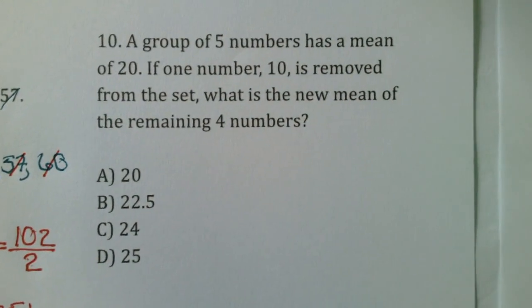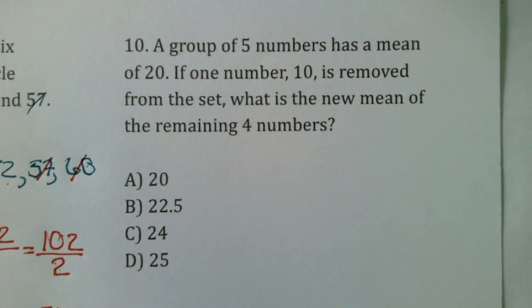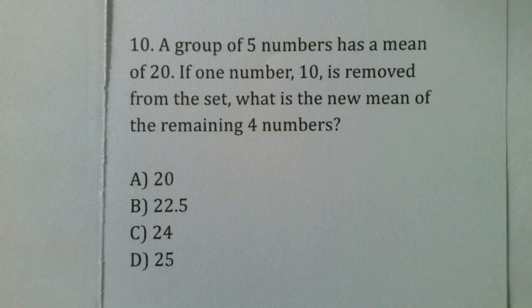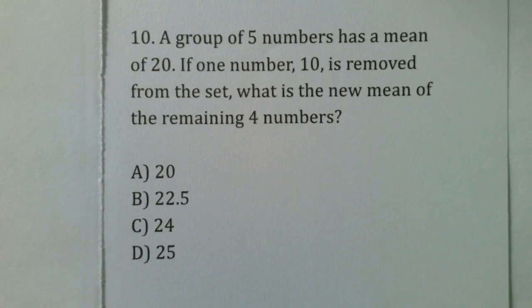All right, so now we have a group of 5 numbers that has a mean of 20. Ooh, this is a little different. If one number, the number 10, is removed from the set, what is the new mean of the remaining 4 numbers?